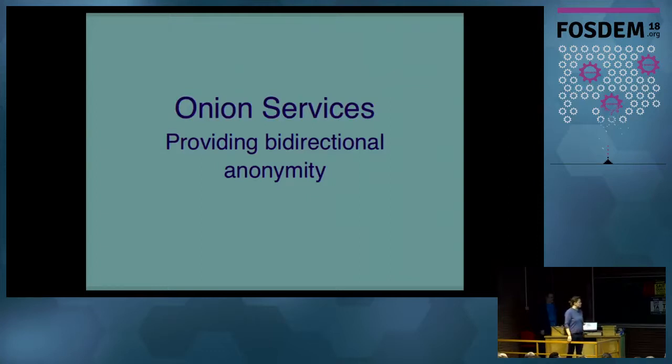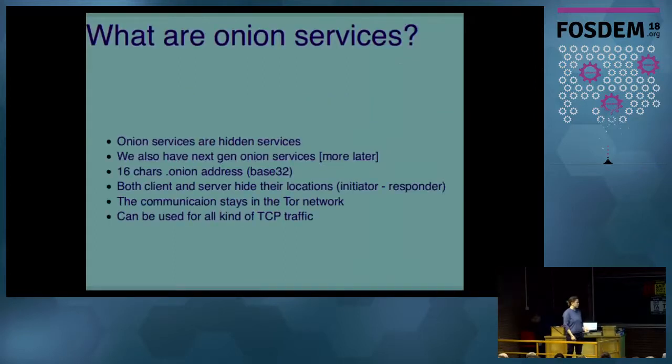And now we have also the part about onion services and how they provide bidirectional anonymity. So onion services, first of all, are hidden services. We changed the name because of bad press, basically. The word hidden was scaring people, and they were writing bad articles about it. So the name was changed. So we have a 16 character onion address in base 32. Both the client and the server hide their location. The communication stays inside the Tor network, so there is no part that goes outside. And it can be used for TCP traffic. There is no UDP.